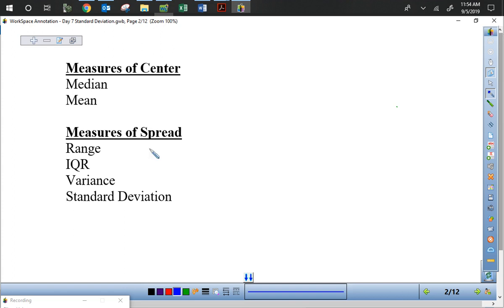Measures of spread, some of the things we've worked with. When we talk about spread, it's really a distance measure. So usually there's some sort of subtraction involved. For example, the range is the distance between the max and the min. And then the IQR is the distance between quartile 3 and quartile 1. Today we're going to talk about these two, the variance and standard deviation, and how they really are measures of distance as well.